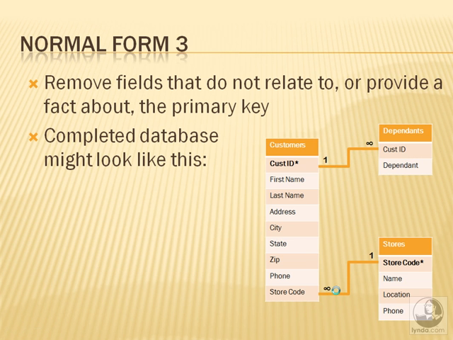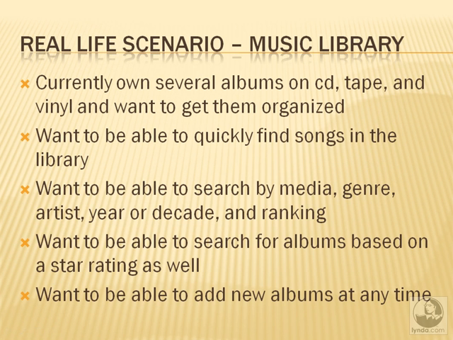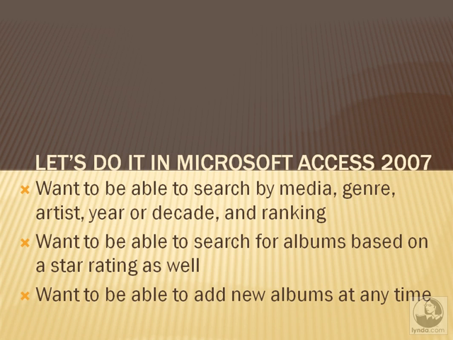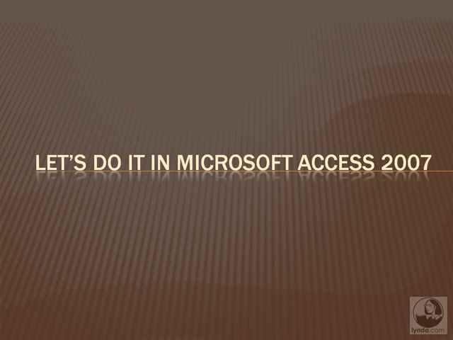All right, let's talk about a real-life scenario that we're going to use as we go into Microsoft Access and use some of these concepts and create our own relational database. Let's say we currently own several albums on CD, tape, and vinyl, and we want to get those organized so it's easy to find songs or albums. We also want to be able to search by media, genre, the artist, the year or the decade, and maybe apply a ranking that we can use to look up songs and albums. Maybe we want to be able to search for albums based on a star rating as well, so our favorite albums. And we want to be able to add new albums, of course, at any time as we acquire new CDs, tapes, etc. So that's what we're going to do in Microsoft Access. Let's move on to launching the actual program.